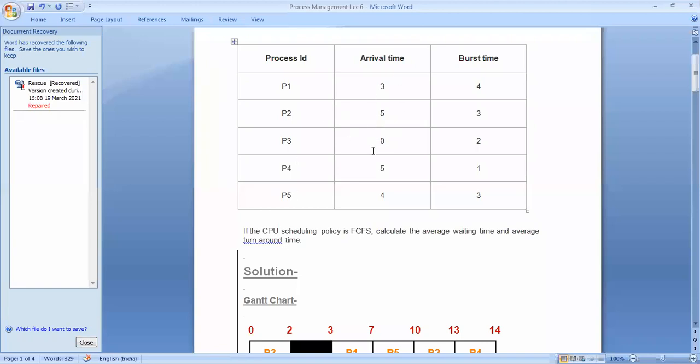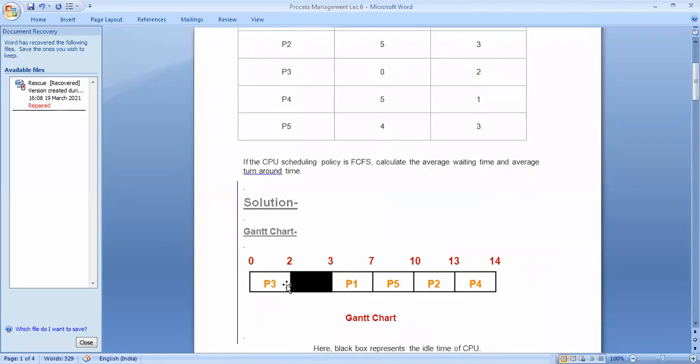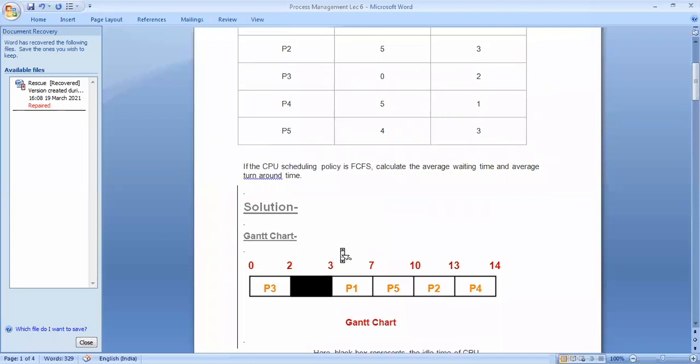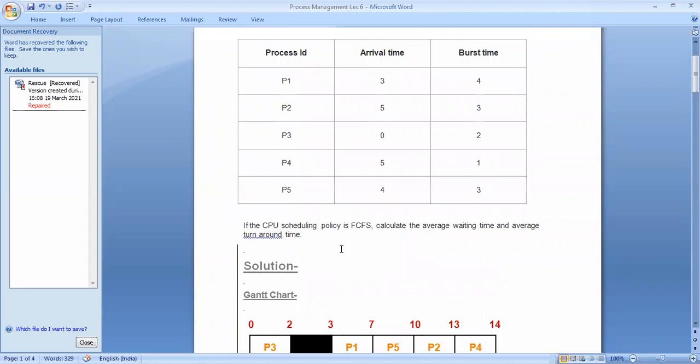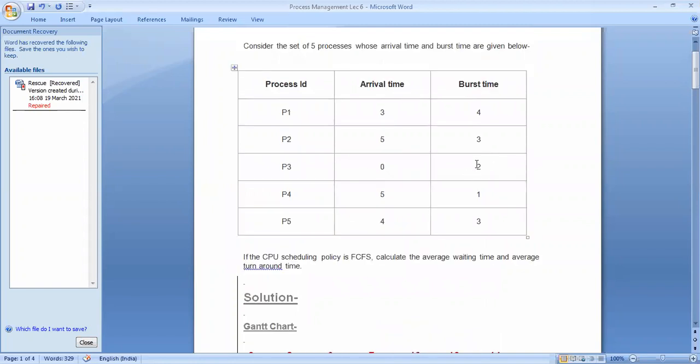So now if you see at 0 millisecond, only the P3 process is ready in the ready queue. So that's why we will start with it, because first come first serve. Another most important point is non-preemptive, that means once you start the execution of a process, it must first complete. So the P3 process first completes, and it will take 2 milliseconds.